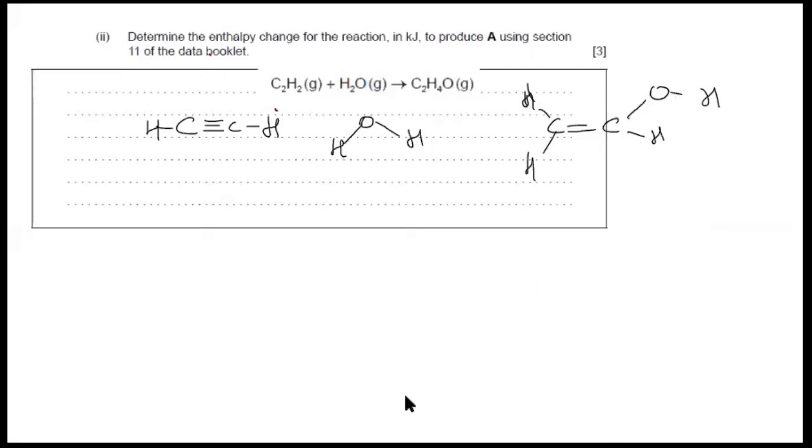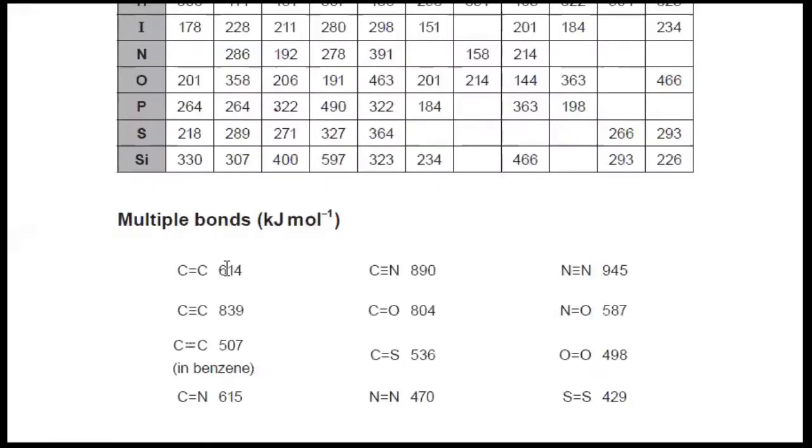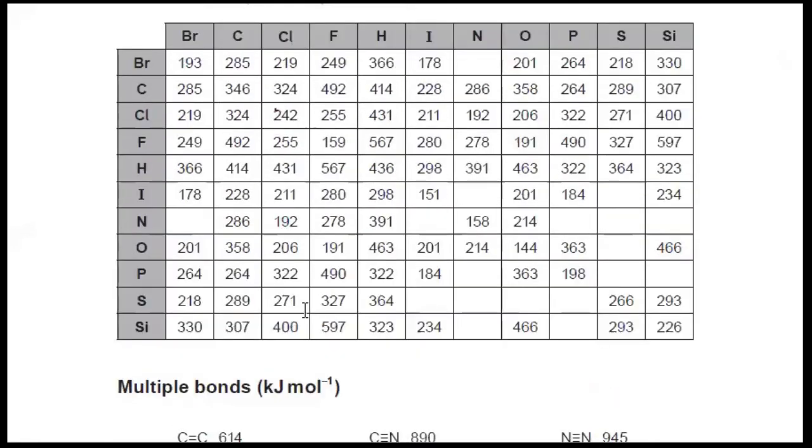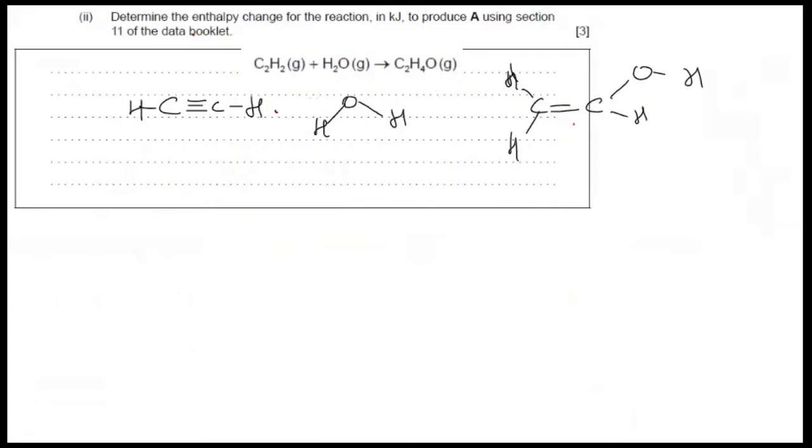So going back to the table, C double bond C. Here we have C double bond C. Then there is C triple bond C also. So we need these 2 data for multiple bonds. And for the single bonds, we have to depend here. CO is 358, CH is 414, and then we have OH bond, which is 463. So we need this data to do the calculation.